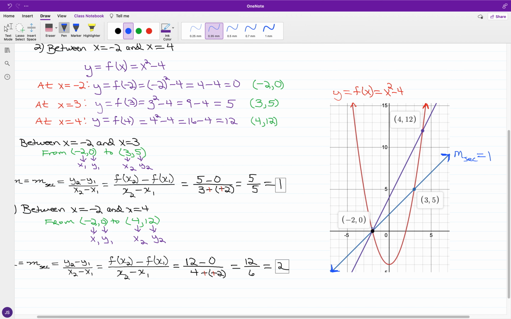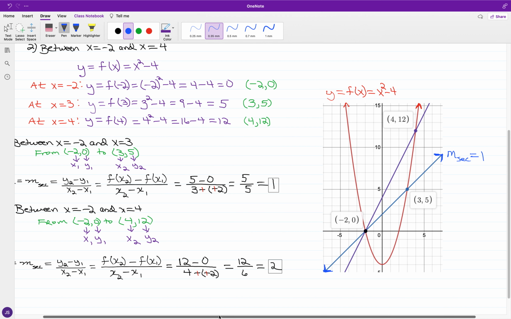Notice for the activity you have a 1-to-1 ratio here: up 1, right 1, up 1, right 1, and so on. Now for the other secant line connecting negative 2, 0 to 4, 12, you have a steeper line. The slope of this secant is equal to 2, a 2-to-1 ratio: going up 2, shifting out to the right 1. And so you have a different secant line.